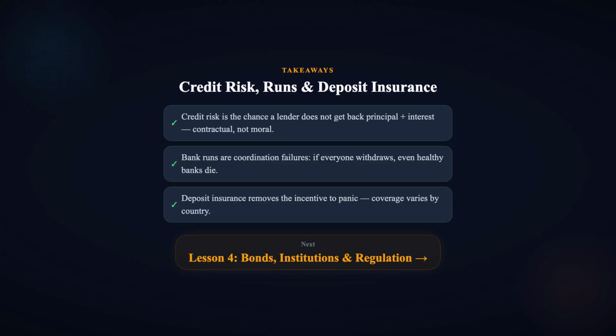Three: counterparty risk is everywhere. Every financial transaction involves a counterparty, and every counterparty carries credit risk. Collateral, credit assessment, and diversification are the three layers of protection.